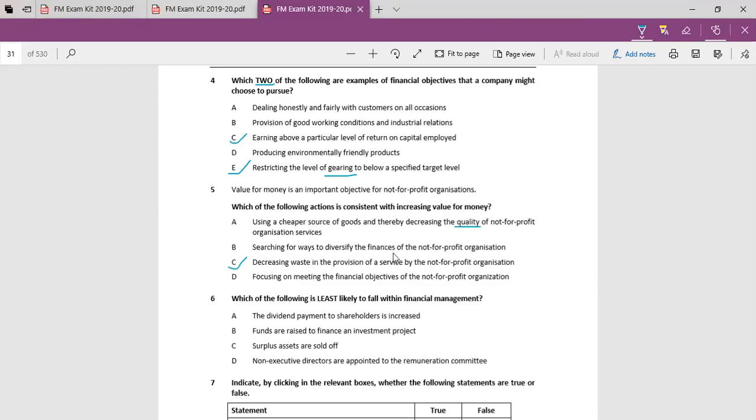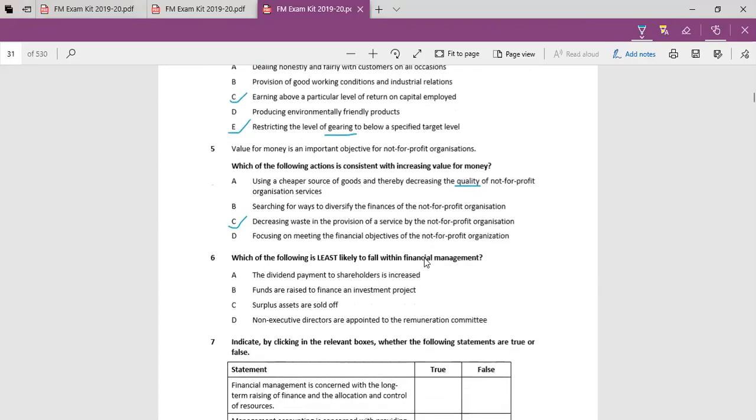Searching for ways to diversify the finances of the not-for-profit organization. They are not focusing on earning profit. They are not working with the objective of earning profit. So they do not have to think about ways to diversify the finances to maximize their profits; that is not the objective. D, focusing on meeting the financial objectives. Financial aspect is not the criteria here. So D is also not the correct one.